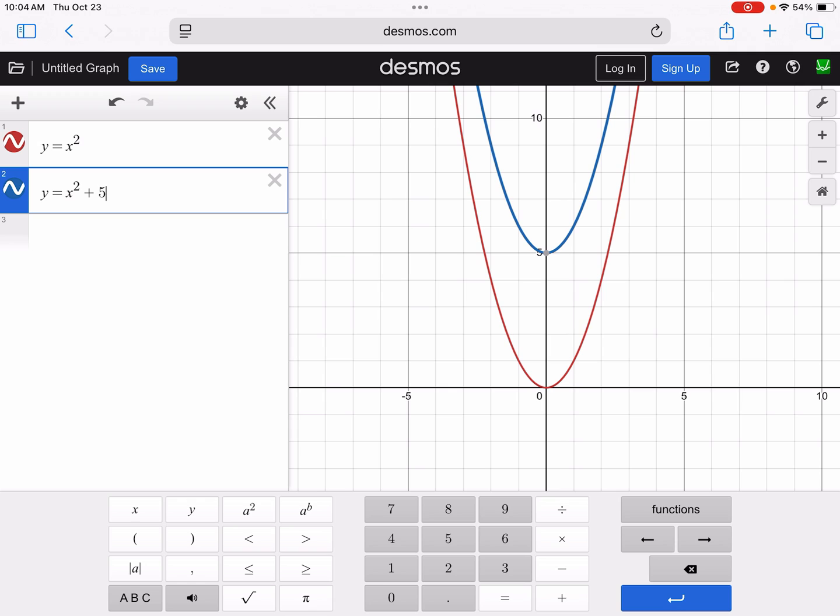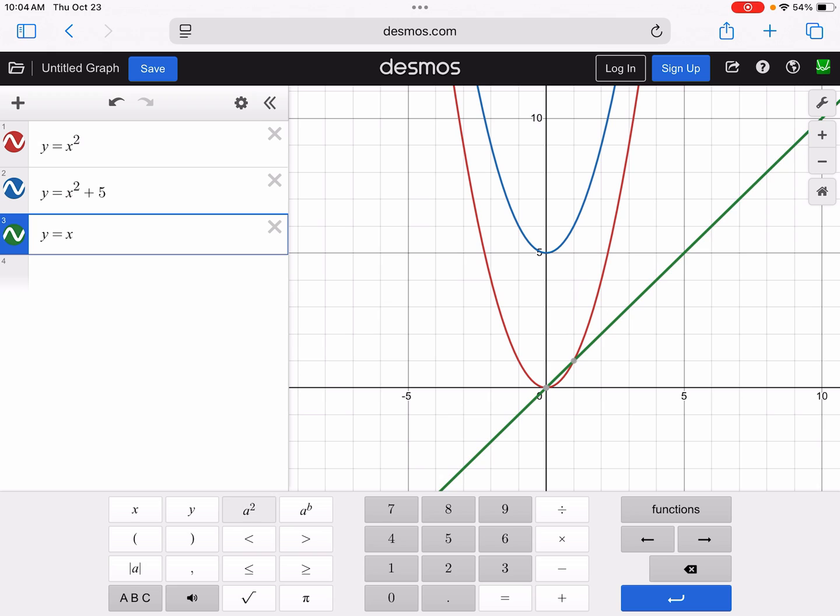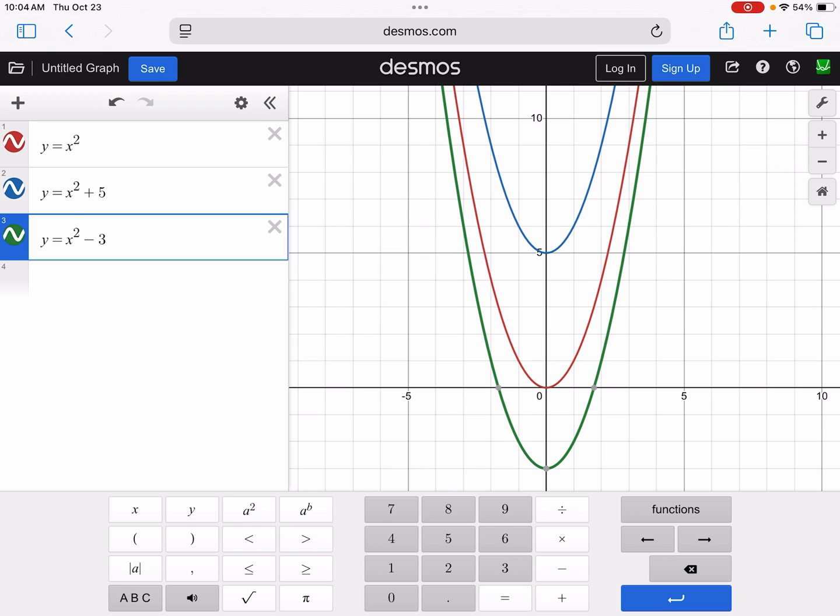Okay. Now let's see what happens if we subtract any number from that function. So we have the same function, y equals x square, and from this function let's subtract 3. If we subtract 3 from this basic function, our graph is shifted vertically down by 1, 2, 3 units. So adding a number means you are moving your graph vertically up. Subtracting a number from a function means you are moving your graph vertically down. Okay, so this is one type of transformation.